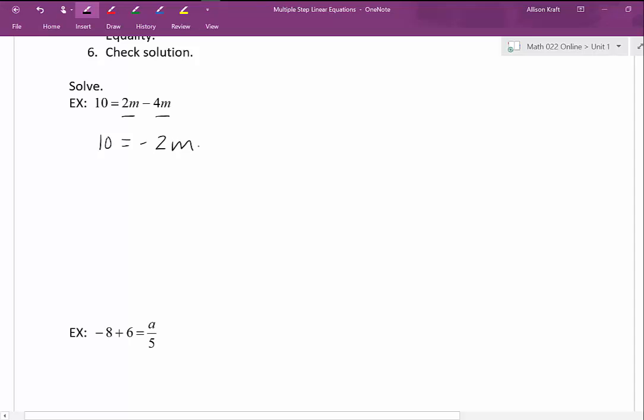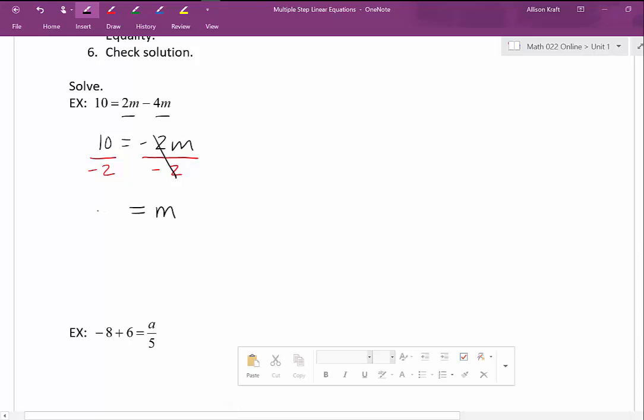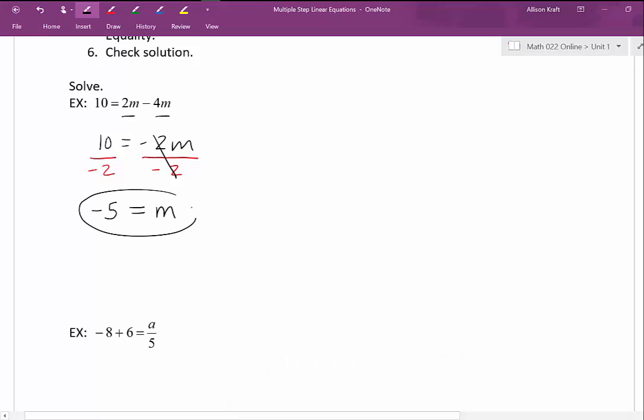Next, we want all of our variable terms to be on one side of the equation, all of our constant terms on the opposite side of the equation. We have that. We move on to step 5, eliminating the coefficient of the variable by dividing. To eliminate multiplication by negative 2, we divide both sides by negative 2. On the right, the negative 2's simplify, giving us 1m, and on the left, we get negative 5. Our solution is negative 5 equals m.